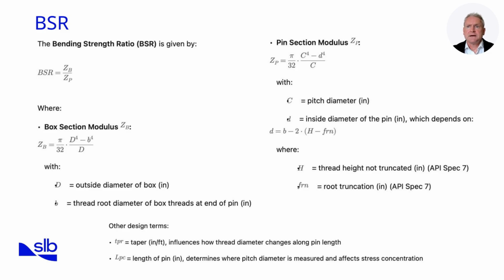The BSR is simply the box strength compared to the pin strength. If the ratio is less than 1, the pin is weaker and will take most of the stress, leading to fatigue cracks. If the ratio is greater than 1, the load is shared more evenly, which gives us a stronger, longer-lasting connection.